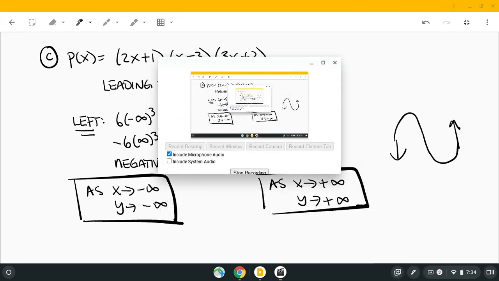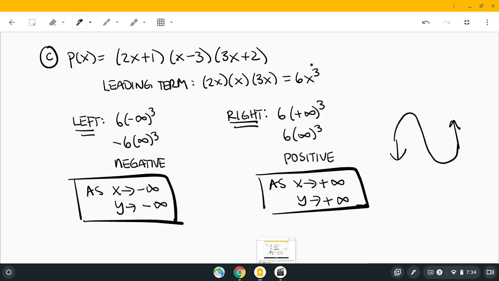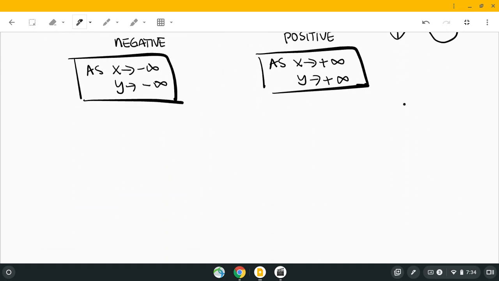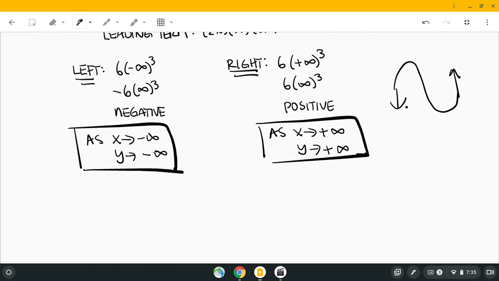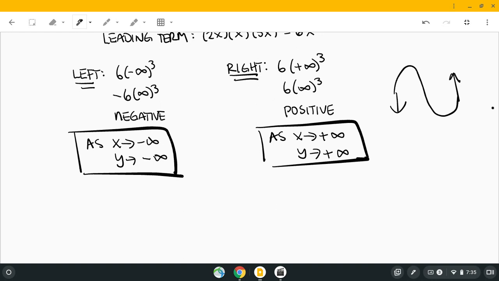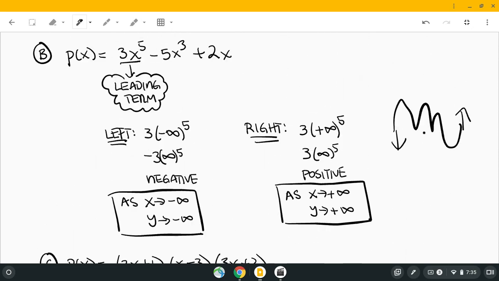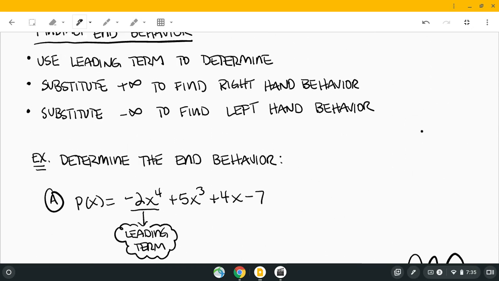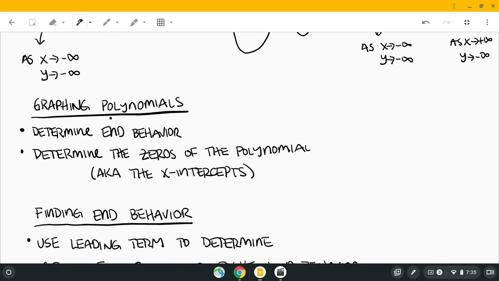All right, welcome back. We are doing part 2 of 4, polynomials and their graphs. In the first video, we looked at how to find the end behavior. Now we're going to take a look at how to find the zeros, because I had said up here, graphing polynomials, we need to determine the end behavior, and then we need to determine the zeros of the polynomial. So that's what this video is going to focus on. How do we find the zeros of the polynomial?